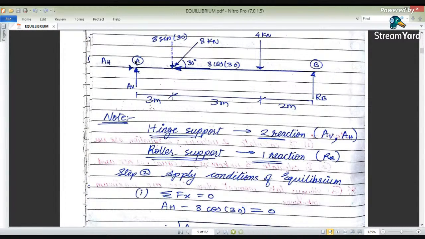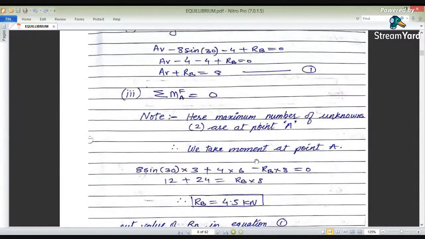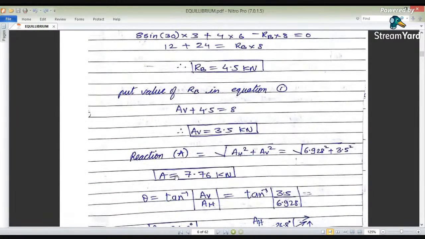So how to find out its effect on point A? The resultant effect of these two forces on point A is nothing but the square root of the square of horizontal force plus the square of vertical force. So the resultant reaction at A is the square root of AH squared plus AY squared. What is the effect of this horizontal and vertical force on point A? It comes to be 7.76 kilonewtons.